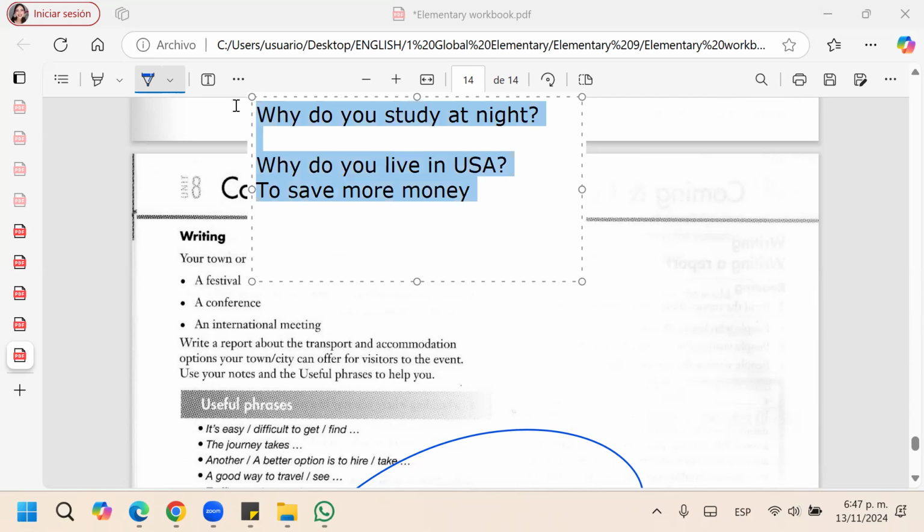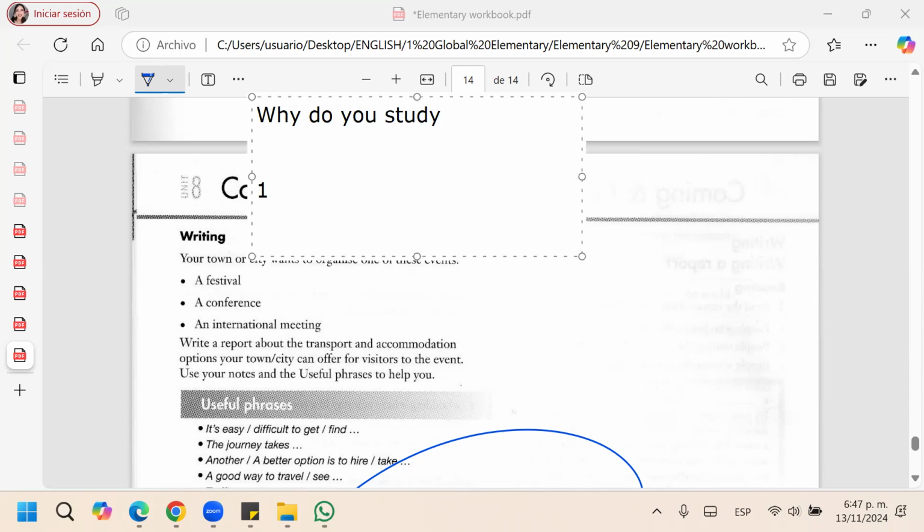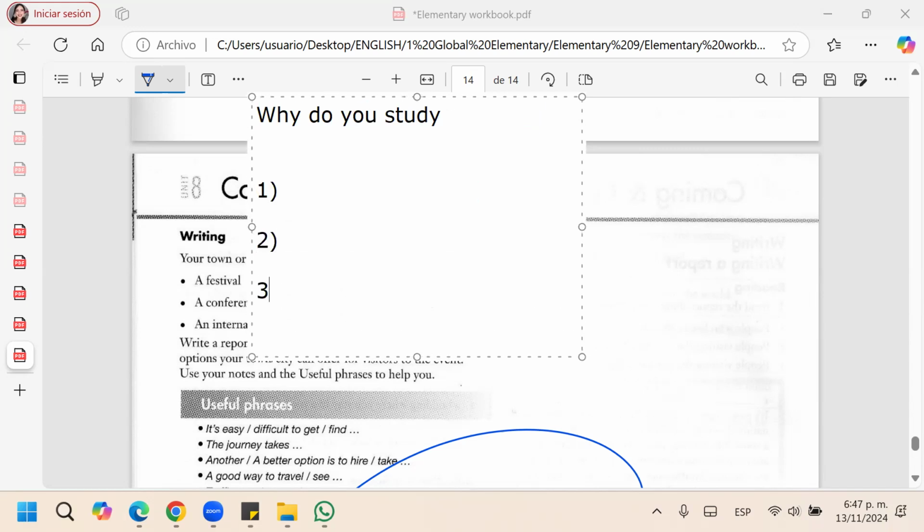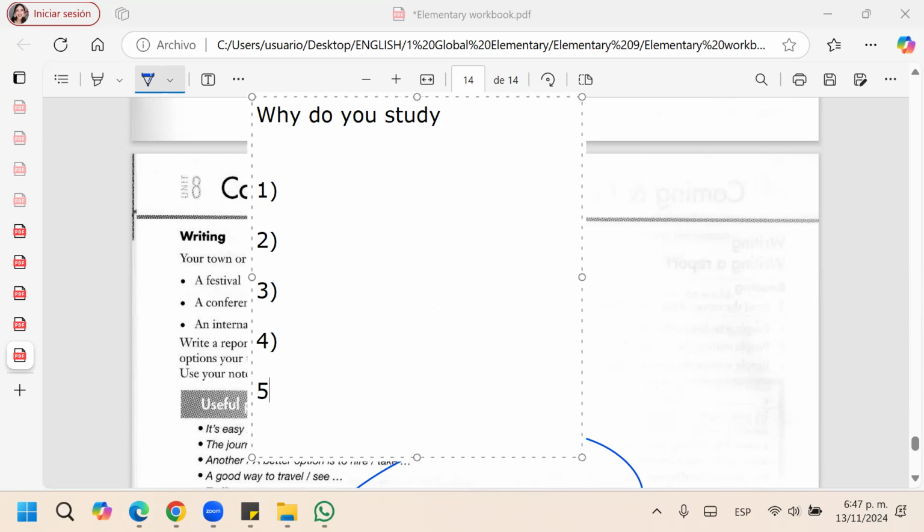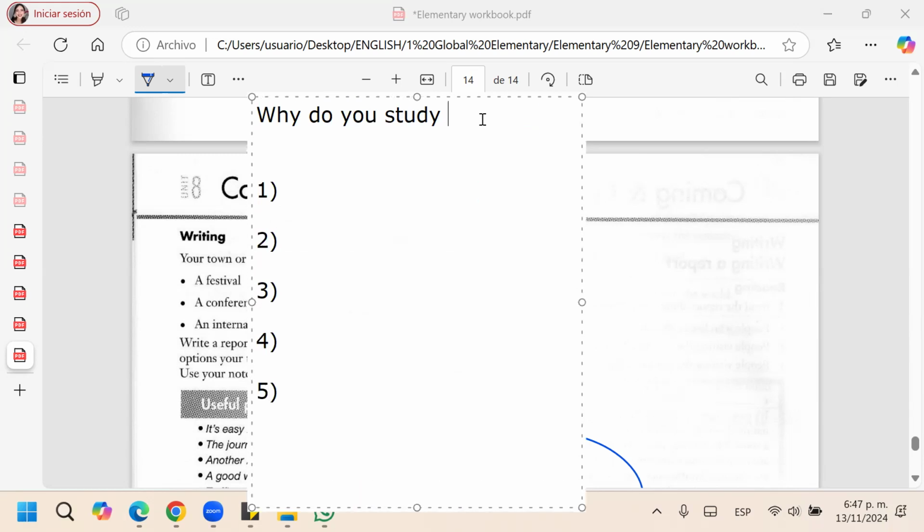Well, for today, you are going to write 5 reasons using to. 1, 2, 3, 4, 5. 5 reasons to say why do you study English? Okay. 5 reasons, of course, using to. Not because. 5 reasons using this. To, to, and to. Do you understand? Yes. That's the activity for today. Let me take the photo of this and let me send it to you.